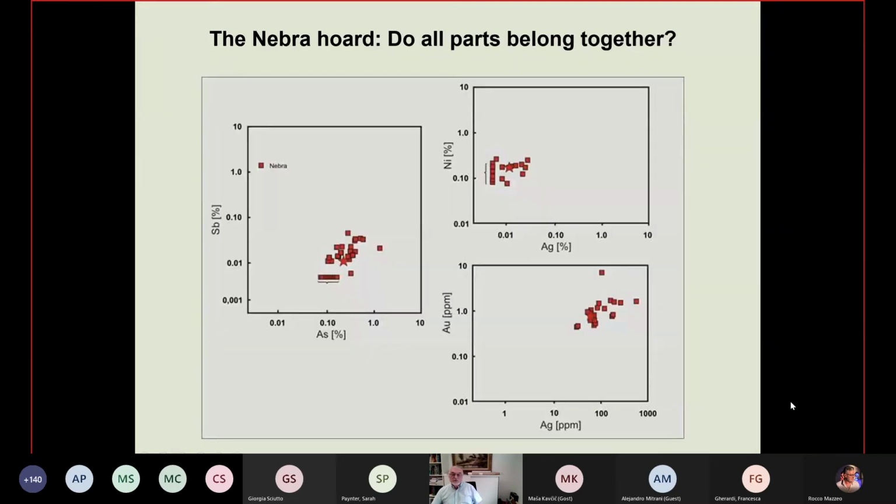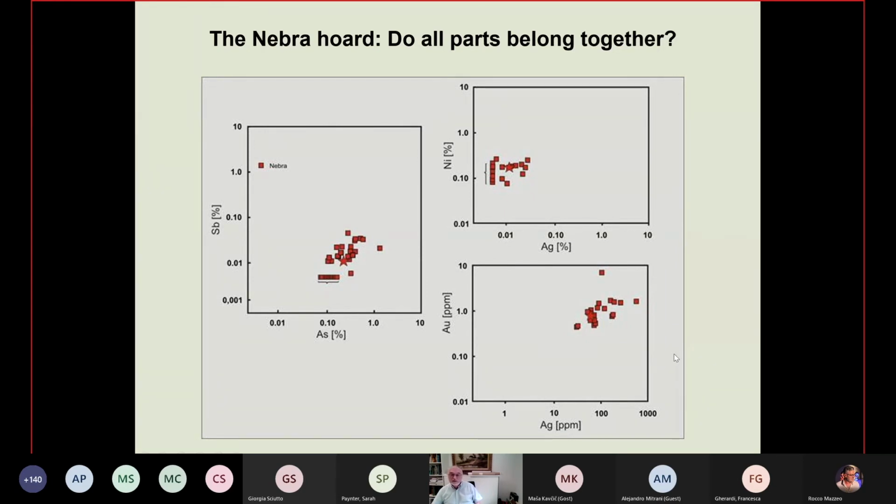So the first question was, of course, do all the parts of the hoard belong together? And that is one of the intermediate goals that I have been talking of. And the answer is yes. We have here 5 trace elements, concentrations plotted against each other, and the star is the sky disk, and the others are the accompanying finds. You see the sky disk in the middle of the accompanying finds, so that you can say this copper comes from the same source.